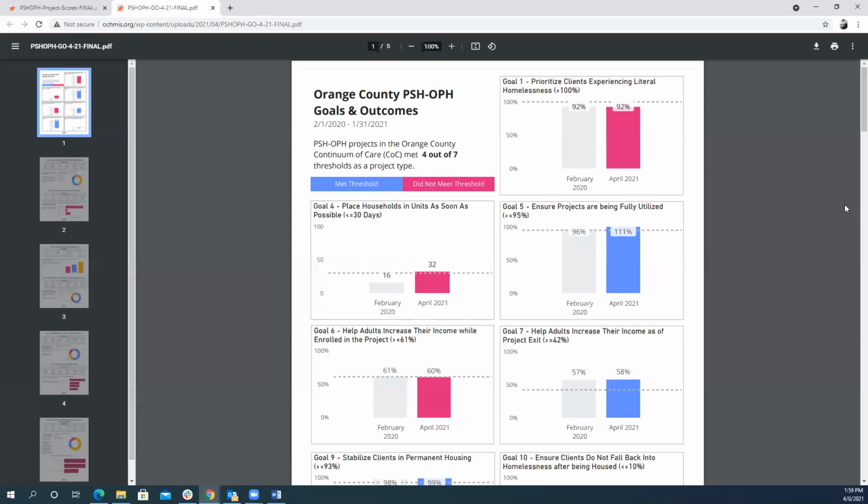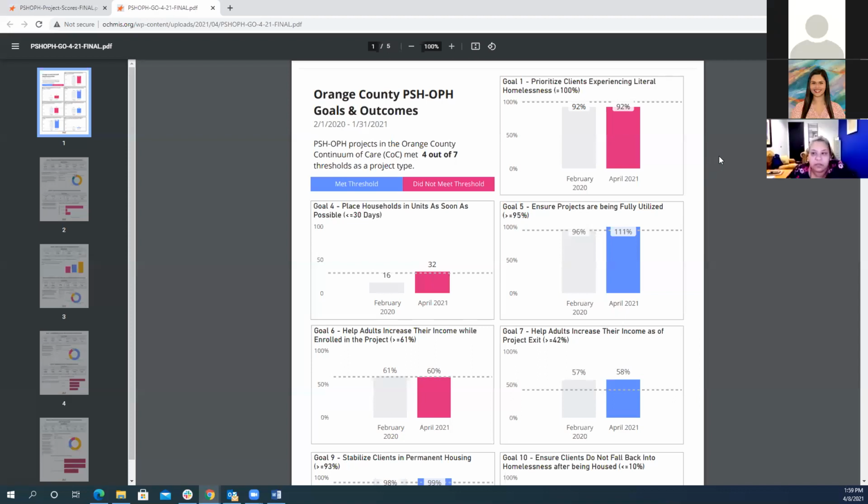All right, so this first page is looking at how the project type performed as a whole. You can see we've stayed pretty consistent for many of our goals. One of the things I did want to bring up to the group is that last year when we talked with the COC board, when we thought we were going to have a NOFA process, we talked with them about performance thresholds, and they wanted to raise the thresholds for both of the income ones as well as the returns.